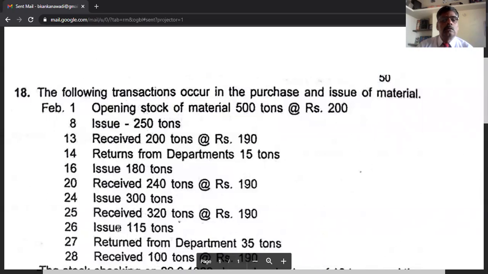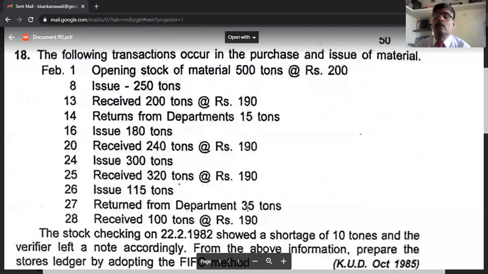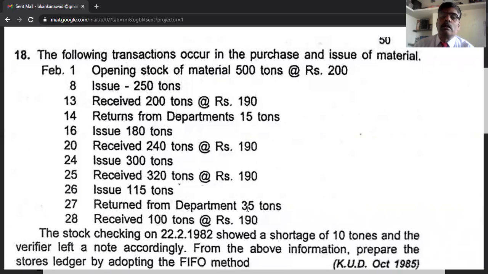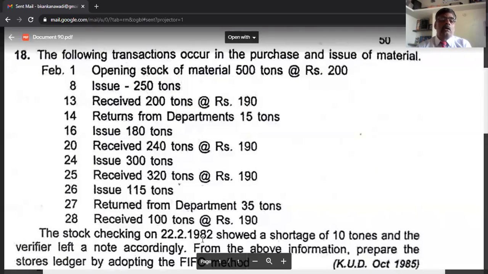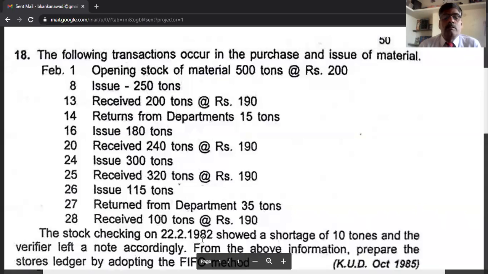Then issue, record in the issue column. Return, record in the receipt column. Return from department, receipt column. Then specification is not given, therefore you record as per the current issue rate. Received 100 tons, receipt column, and stock checking on 22nd February 1982. So you have to take this day's entry in its order.